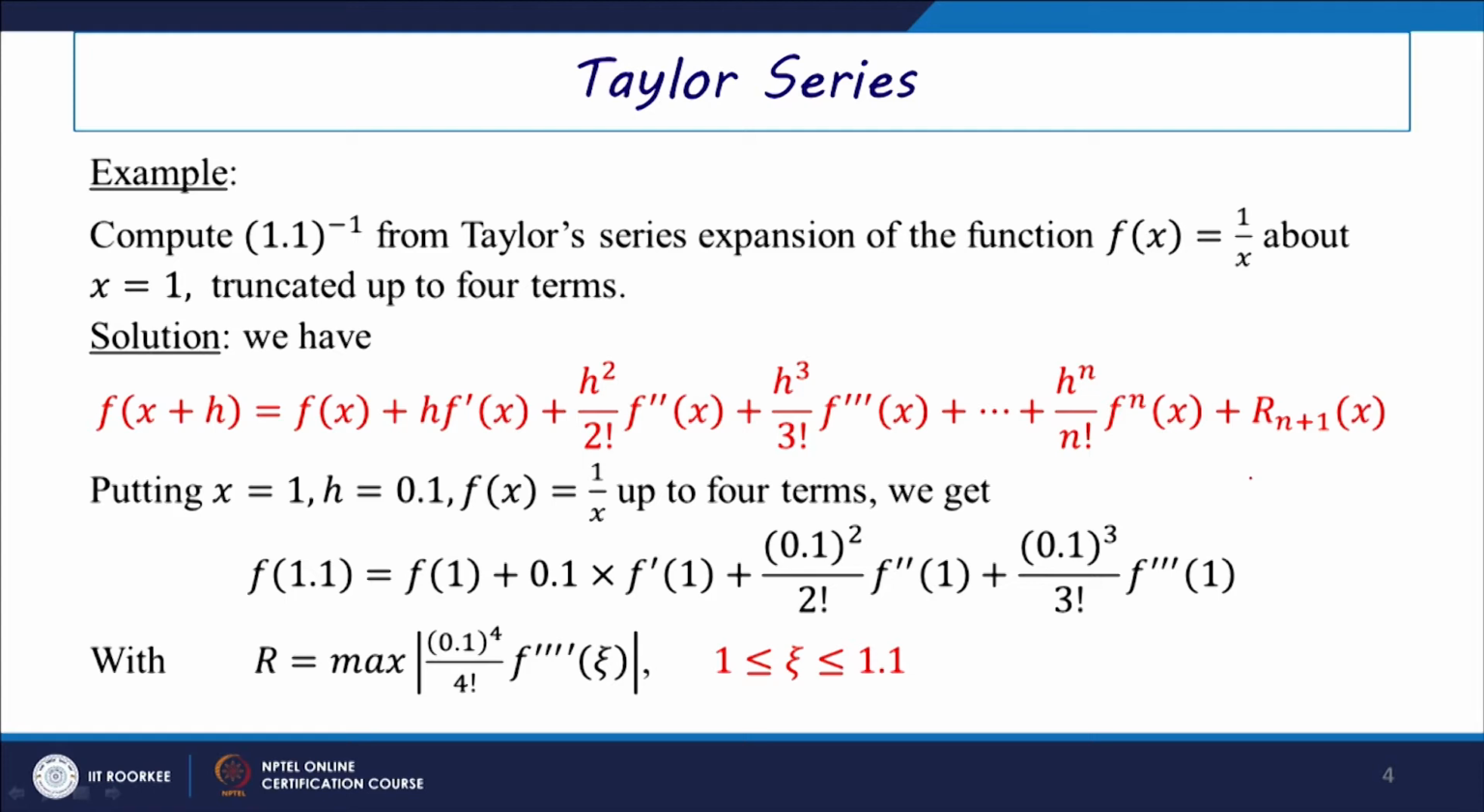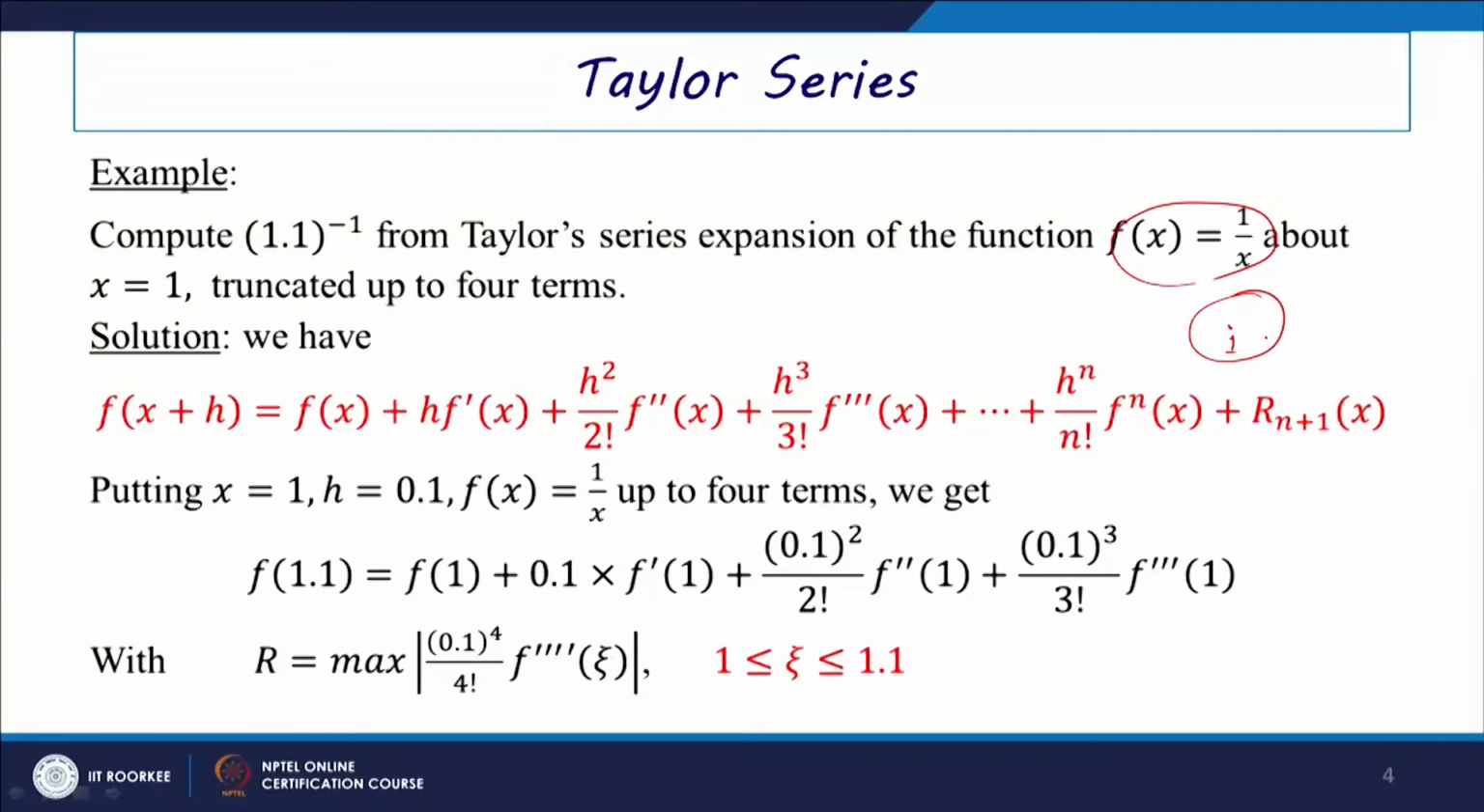And if it is asked to find the Taylor series expansion of the function f of x equals 1 by x about x equals 1, about x equals 1 means we consider the point 1 and all of its neighborhood points where this function should be continuous. That is why we are expressing 1.1 in the form of 1 plus 0.1.